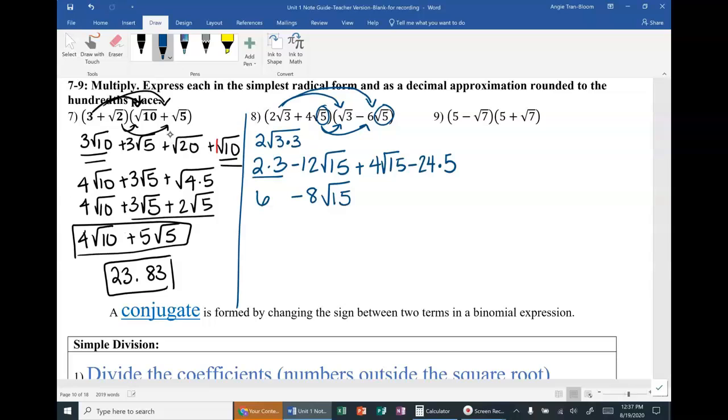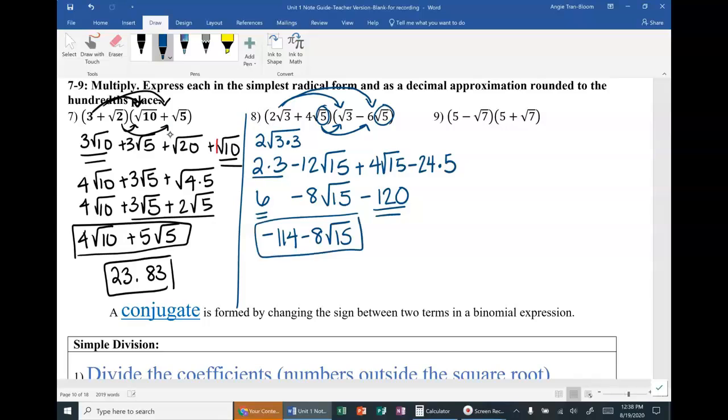You want to multiply the 4 times 5. So that's going to give us 120. Then from here, we're going to simplify the 6 and a negative 120. That's going to give us a negative 114. Take away 8 rad 15.